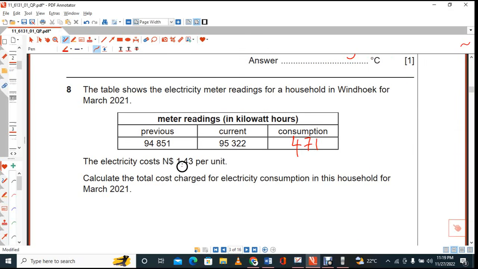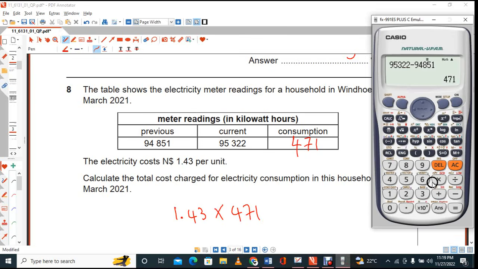Now, the electricity costs $1.43 per unit. So they use 471. So you go ahead and you say 1.43 times 471. That gives you an answer of $673.53.